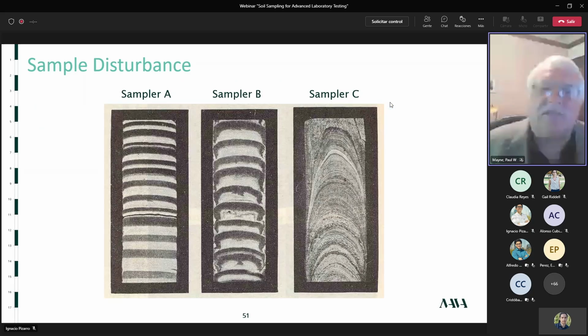This is a famous set of figures from Hvorslev's famous book on sampling. This is all the same soil. It's a varve clay at the same depths. And I think you can see that there's a big difference. Sampler A has done the best job. Sampler B, well, there's a lot of side shear friction, not so good. And sampler C, wow, it's almost totally remolded. So same soil, but all going to give you a different picture when you run the lab tests. So sample disturbance is very important.